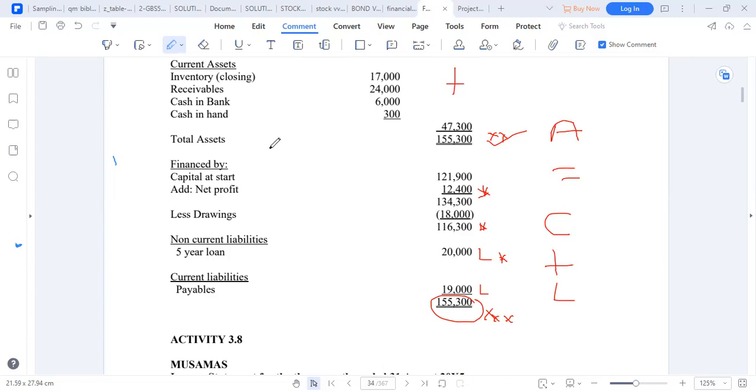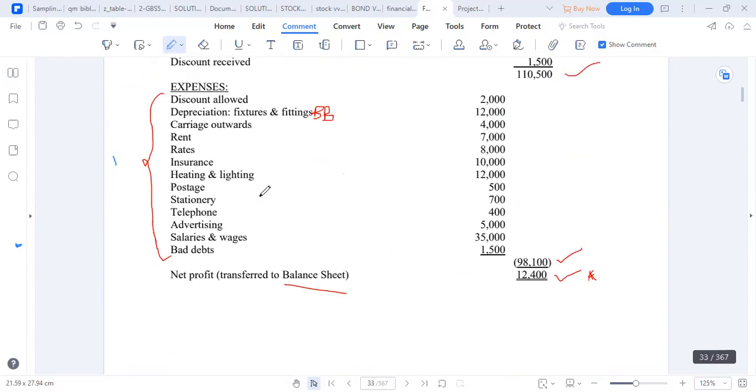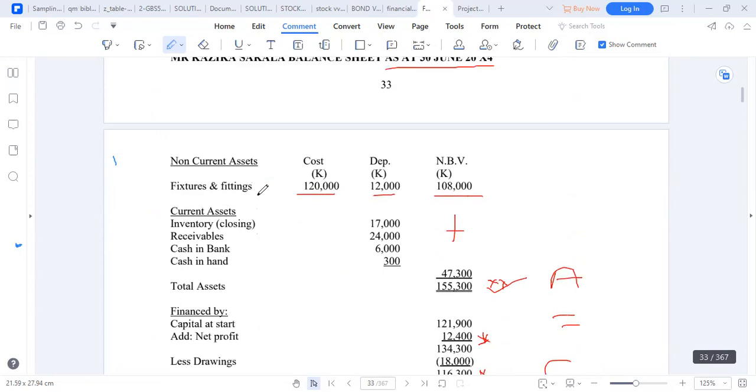Are there any questions so far before we look at the adjustments? Yes, I have a question. Yes, please. Maybe you can scroll up a bit, I think to the beginning of the balance sheet. Yeah, just there. I just want to understand the fixture and fitting 120 and 12,000. So why are we putting the actual value of fixtures and the depreciation value?